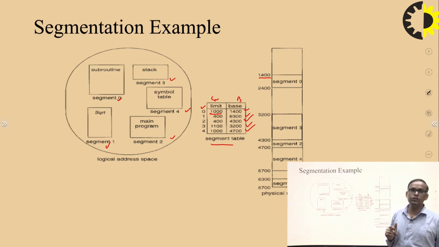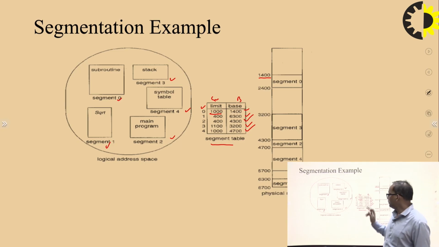All this information is contained in a data structure known as the segment table. It basically contains 3 attributes. The first one is the segment number. The second one is the limit. The limit attribute basically represents the length, or size, of the segment. The third attribute is the base, which basically represents the starting physical address of that particular segment. It means 1400 is the first physical address of segment 0.